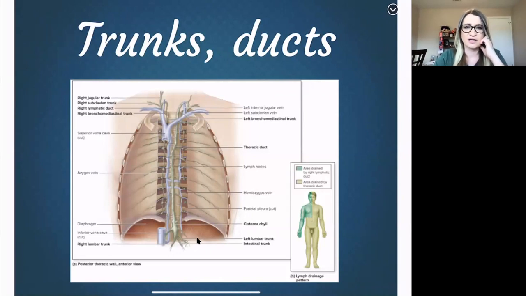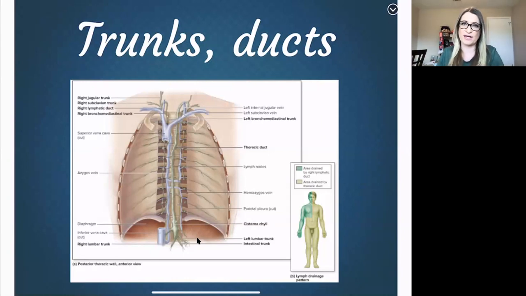So the other picture here, part B, that green man right there, shows you which areas are drained by what. So make sure that you remember this. Basically, your right lymphatic duct is only going to be draining your right upper quadrant. And when I say draining, it means that it's collecting lymph from those areas. So your right lymphatic duct is only doing your upper right quadrant.